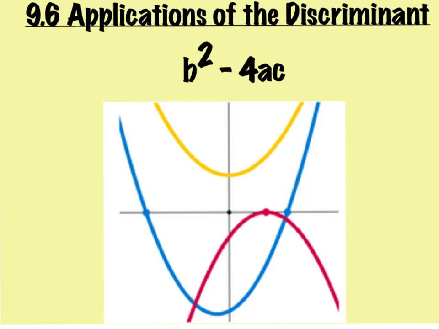This video is going to talk about the application of the discriminant. The discriminant is b squared minus 4ac. That should look familiar because it's under the radical of the quadratic formula, which you mastered in the last section.